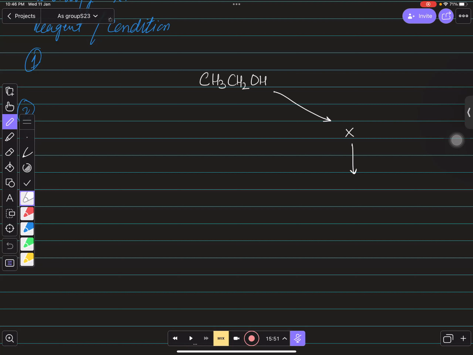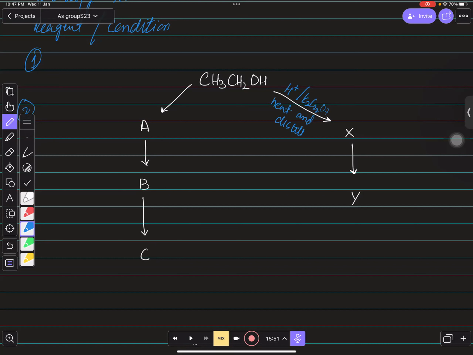And then I give one more condition to this and Y forms, right? After this, I give one condition to this and A will be formed. I give a few conditions to A and it would form B. And then I give conditions to B, so it will form C. So I have alcohol, which is ethanol over there. Suppose I am giving it acidified potassium dichromate along with heat and distill, right?